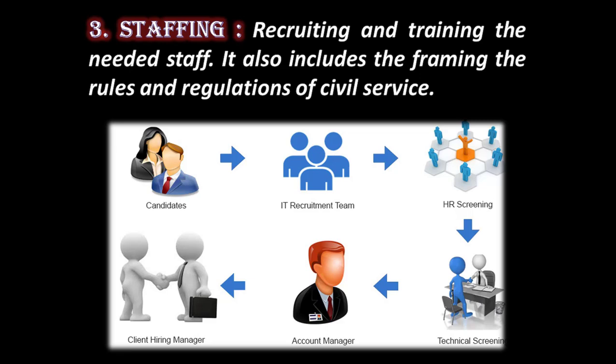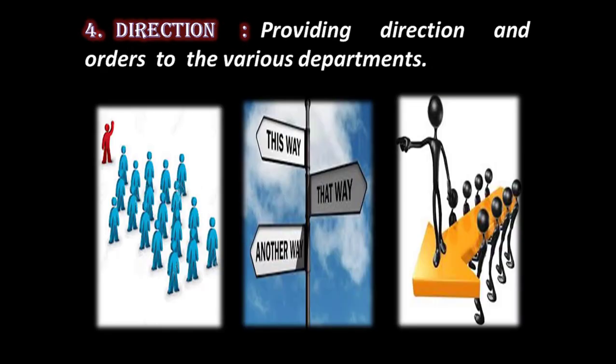The needed staff also includes framing the rules and regulations of the civil service. Without staffing, we cannot achieve any kind of program or success. So there needs to be proper, eligible, trained human resource, which is very essential for the completion of any work. So that is staffing. P-O-S-D. D, direction. Providing direction and orders to the various departments. Here in direction, those who are sitting in higher positions will guide and give the instructions. That is what we call direction.